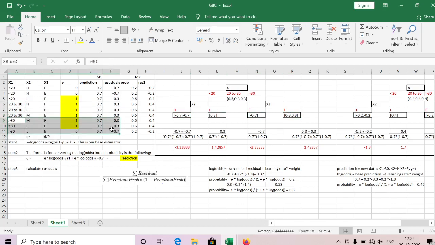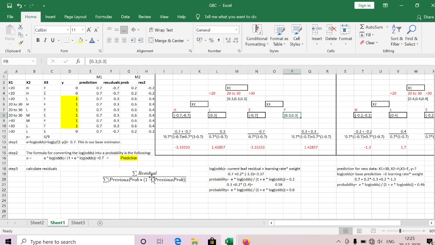Similarly, until the residual is all we need to select. Here x1 is greater than 30. Now we are interested in x3. If x3 is e, it is minus 0.7, and if x3 is f, it is 0.3. I mention whatever my leaves are here as residuals. Here I mention the residuals for all the leaves.